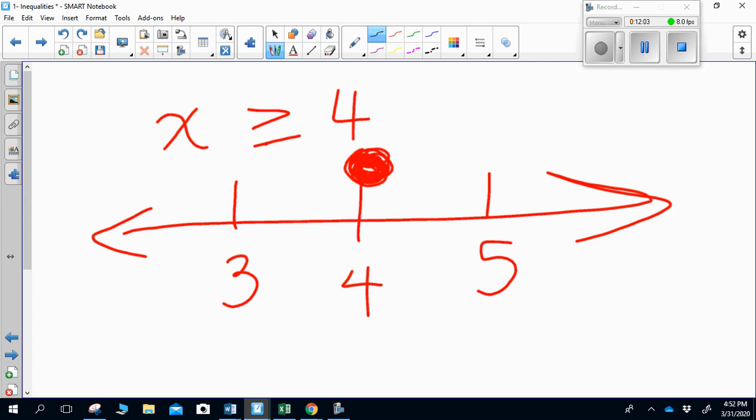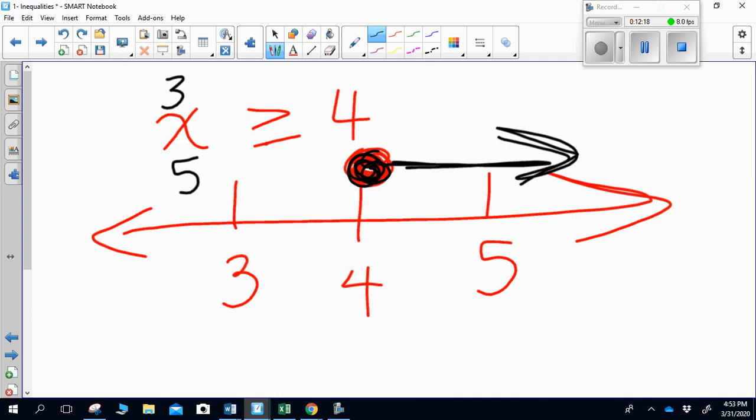I look to the left, 3, look to the right, 5. Which one makes it true? 3 is greater than 4 or 5 is greater than 4? 5 is greater than 4, so I draw my arrow like this. But that means that my answer could be 4 or 4 1/4 or 4 1/2 or 4 3/8 and so forth, going on like that. So fill those in, please, and make sure you've drawn both of those examples.